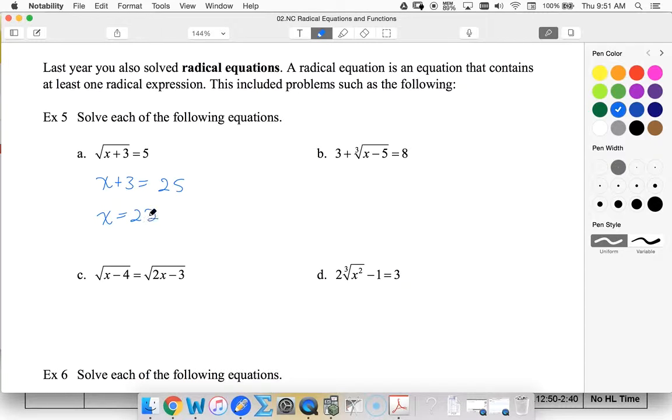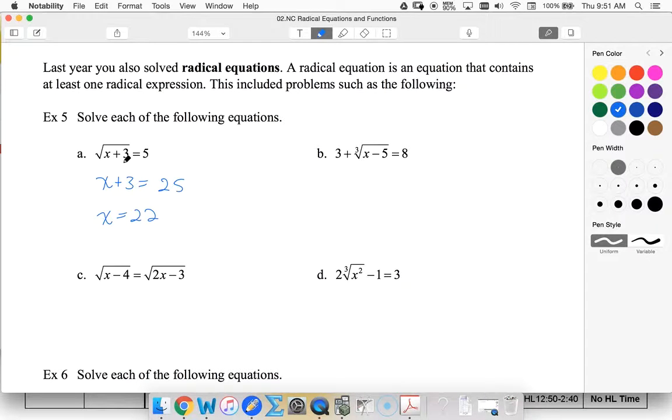X has to be 22. Again, only a positive value. I can only take the square root of a positive number.